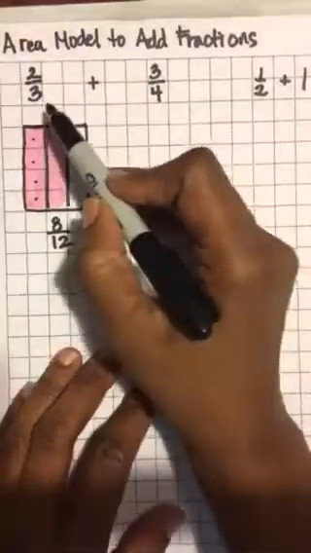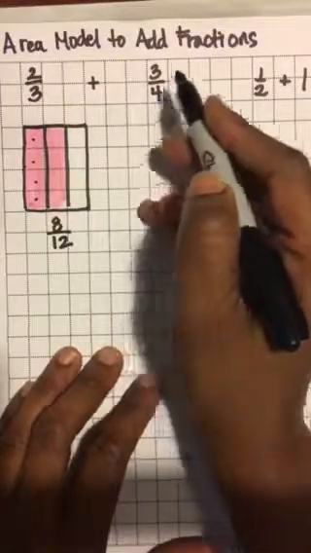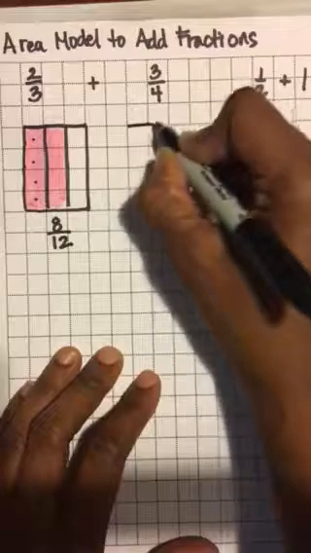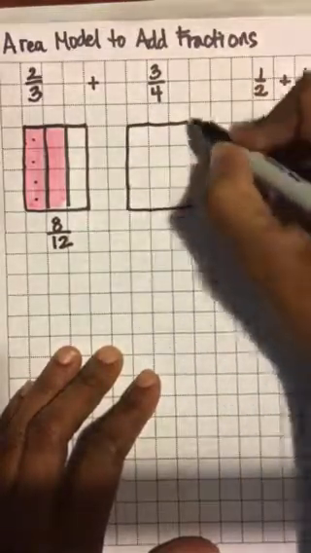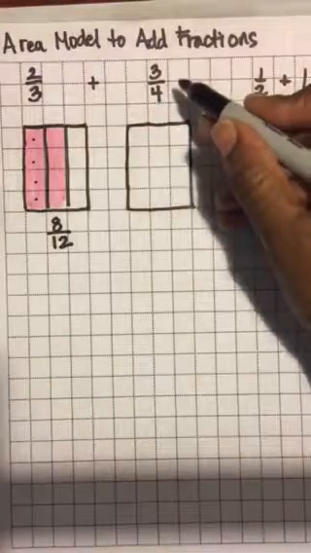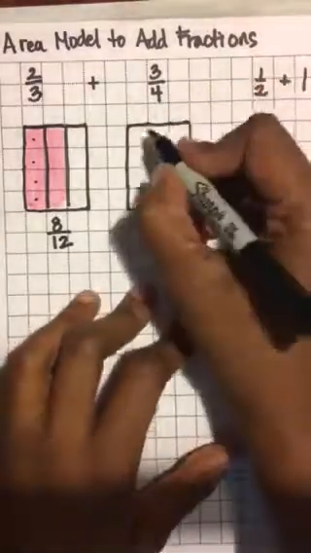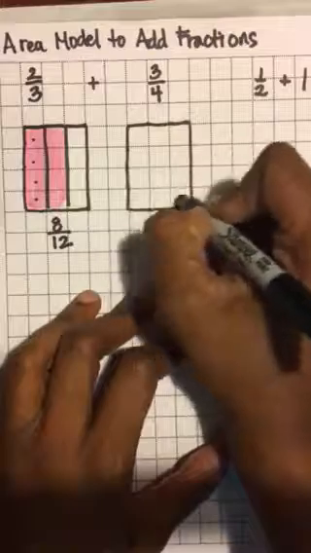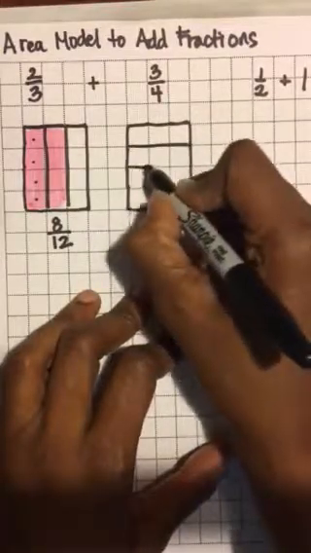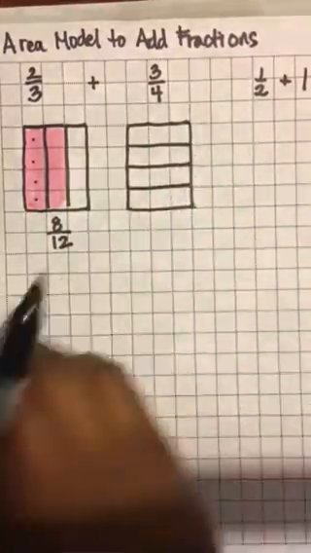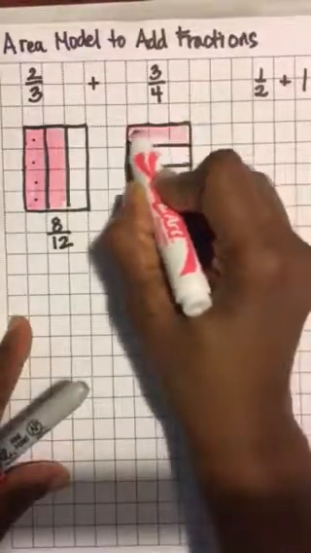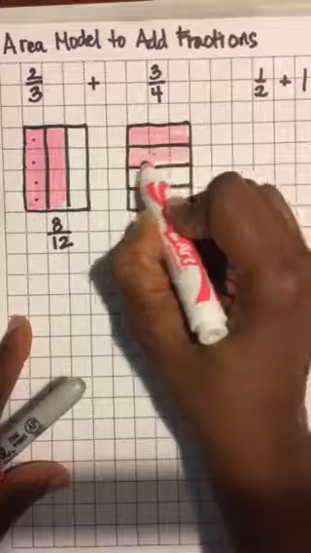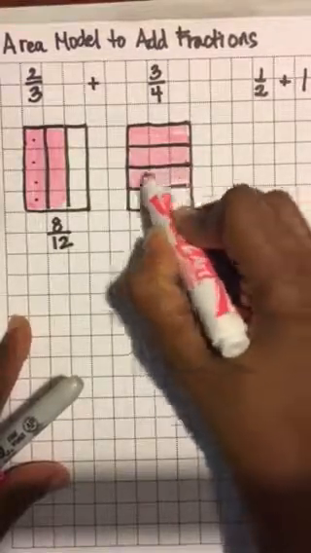Now let's use a 3 by 4 rectangular grid to model the 3/4. 1, 2, 3, 1, 2, 3, 4. And because we're modeling 3/4, we need to find 4 of something. 1, 2, 3, 4. Found it. I'm going to partition the shape into fourths, and then I am going to shade in 3 of the fourths. There's 1/4, 2/4, 3/4.